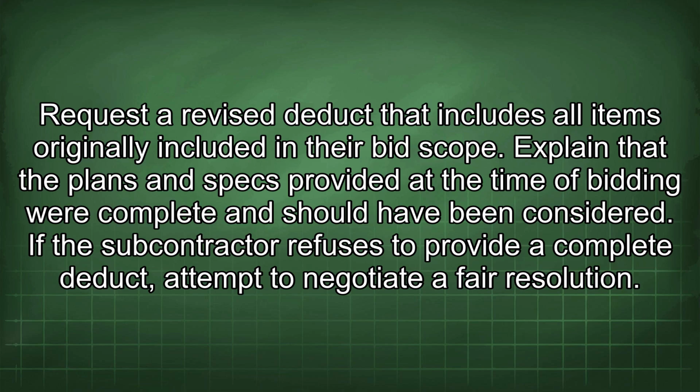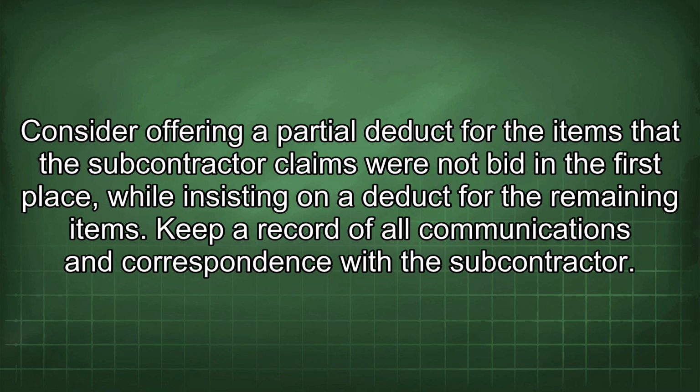Explain that the plans and specs provided at the time of bidding were complete and should have been considered. If the subcontractor refuses to provide a complete deduct, attempt to negotiate a fair resolution. Consider offering a partial deduct for the items that the subcontractor claims were not bid in the first place, while insisting on a deduct for the remaining items.